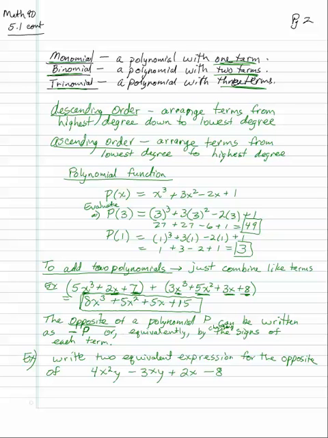Let me give you an example. Okay, so write two equivalent expressions for the opposite of this polynomial. So again, there are two ways I can do it. The first method would be just put a minus sign outside a parenthesis like this, or equivalently, you just change all the signs of the polynomial. So it'll be minus 4xy, x squared y, plus 3xy, minus 2x, plus 8. So those are the same thing. Those both mean the opposite of the polynomial.